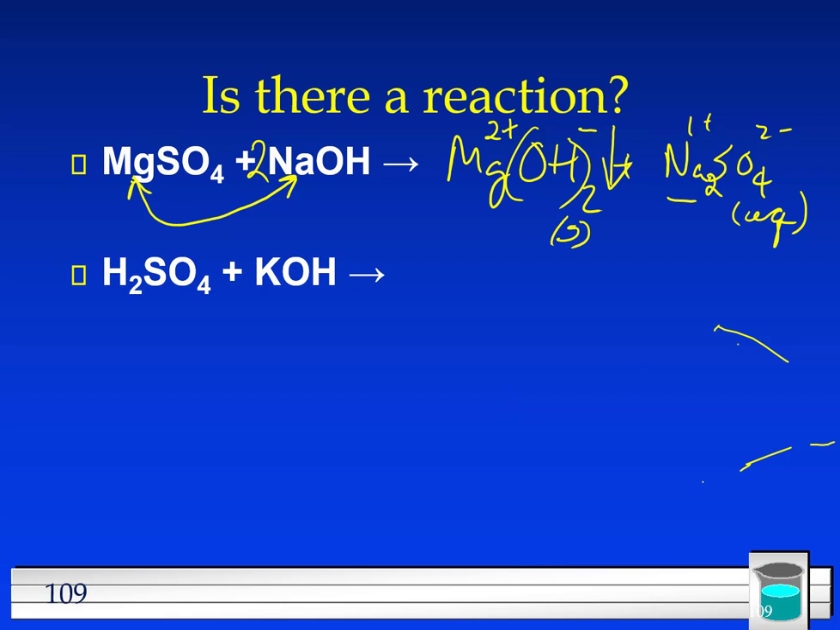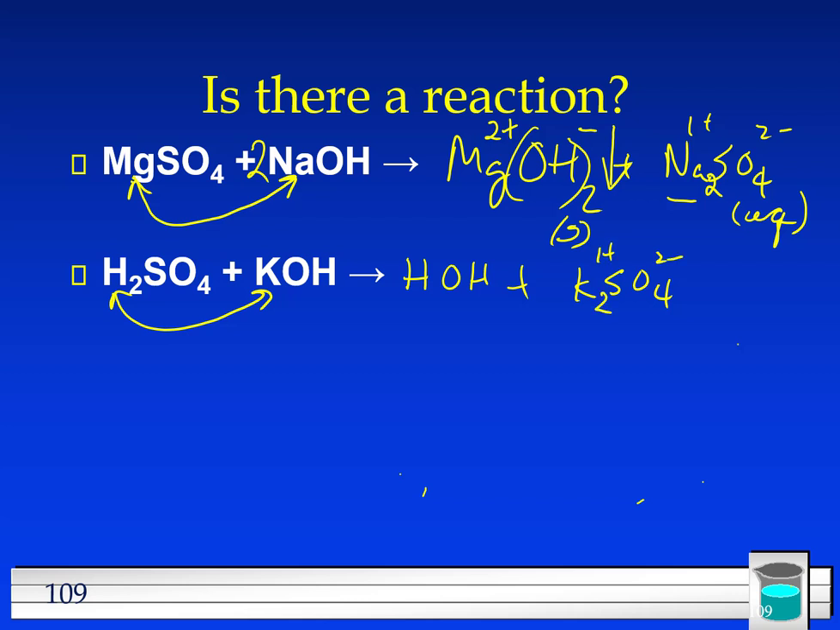H2SO4 and KOH. Well, the H and the K are going to switch places. So H is going to end up next to OH, and K is going to end up next to SO4. SO4 is 2 minus, K is 1 plus, so it's got to be K2SO4. H is 1 plus, OH is 1 minus. Is this reaction going to happen? Yeah, it's going to happen because we made water.